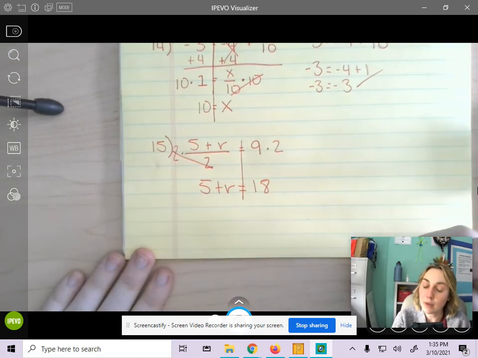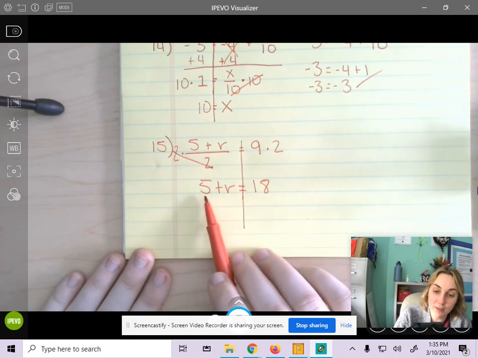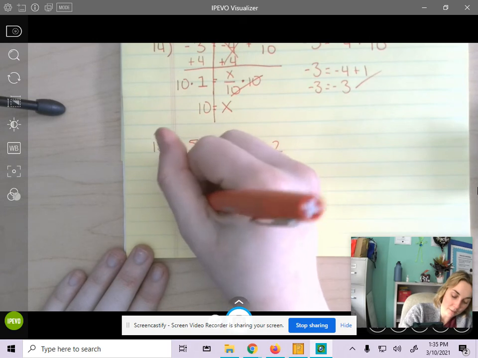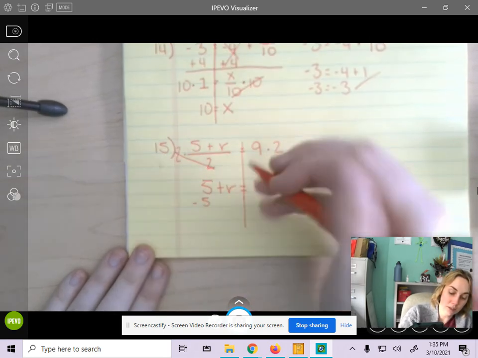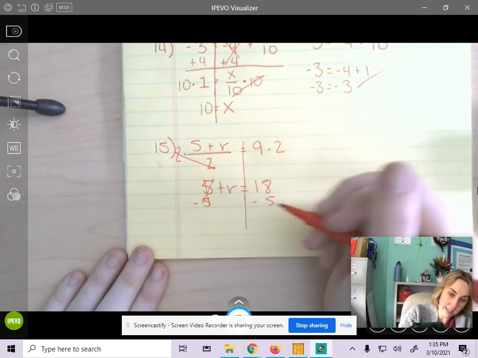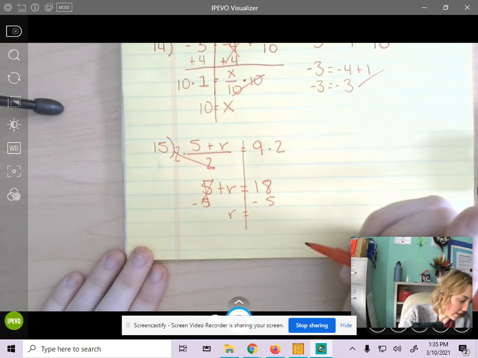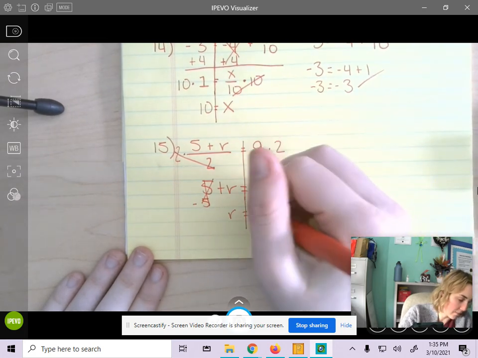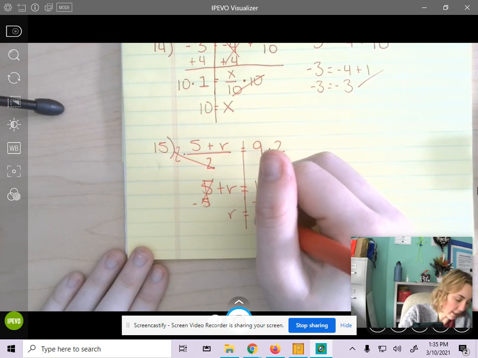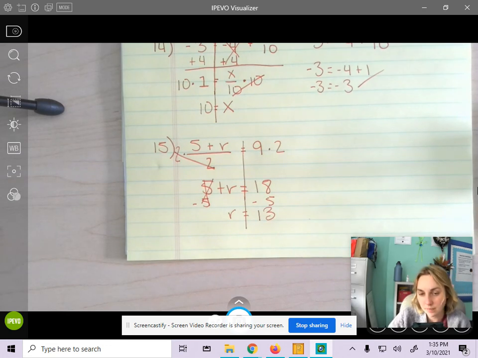And now we have a one-step equation. So we still want to get r isolated, so we need to get rid of this 5. The opposite of 5 is going to be negative 5. And if we do it on one side, we still have to do that on the other side as well. These cancel out. We can bring down this r, and then 18 minus 5 is going to get us 13.